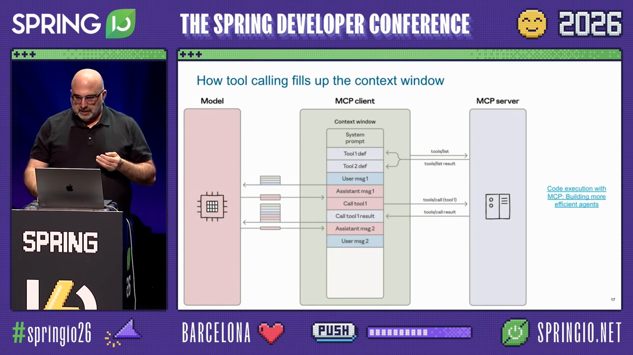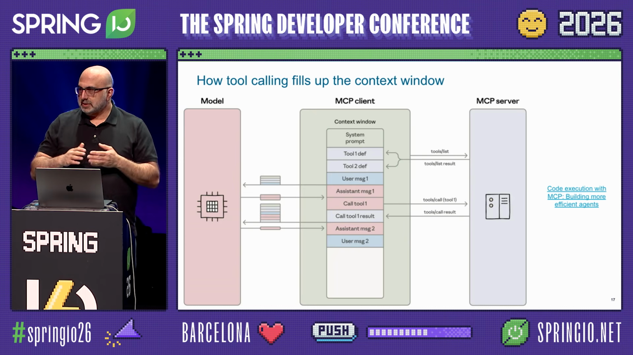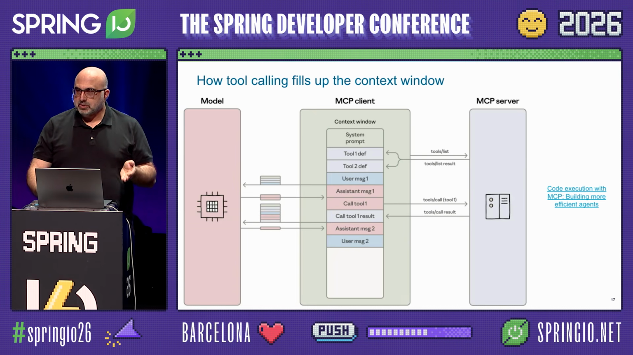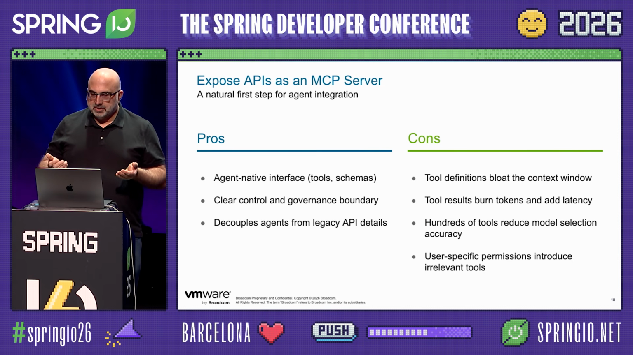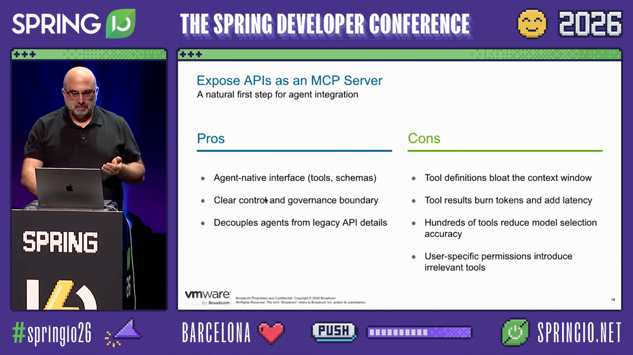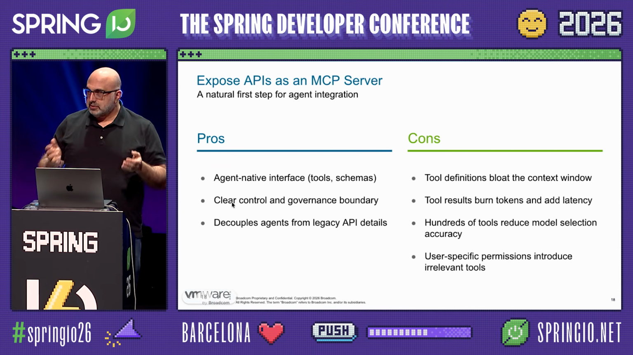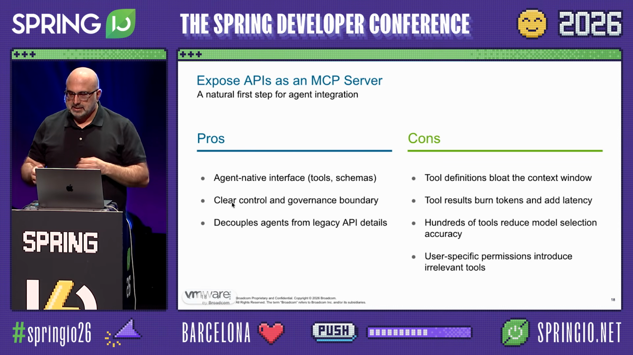And this is exactly how MCP works. This is exactly how tool calling works. There's nothing we can do about that. So the good thing about using an MCP, it's agent native. It gives you a clear governance control boundary, and it's a good way to connect to legacy APIs.